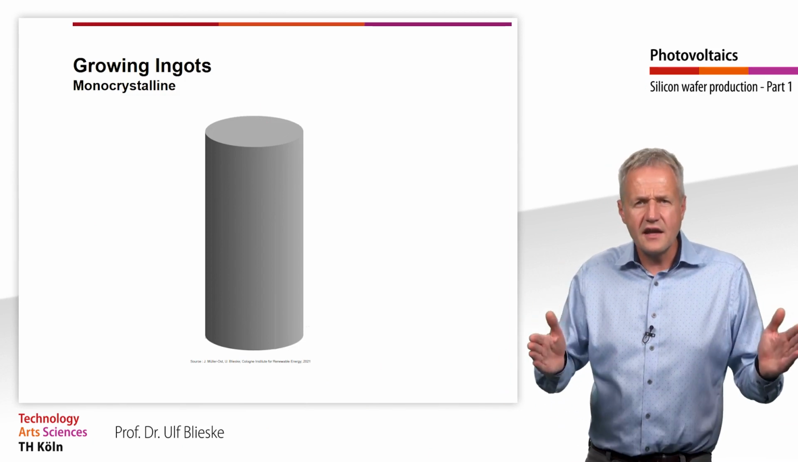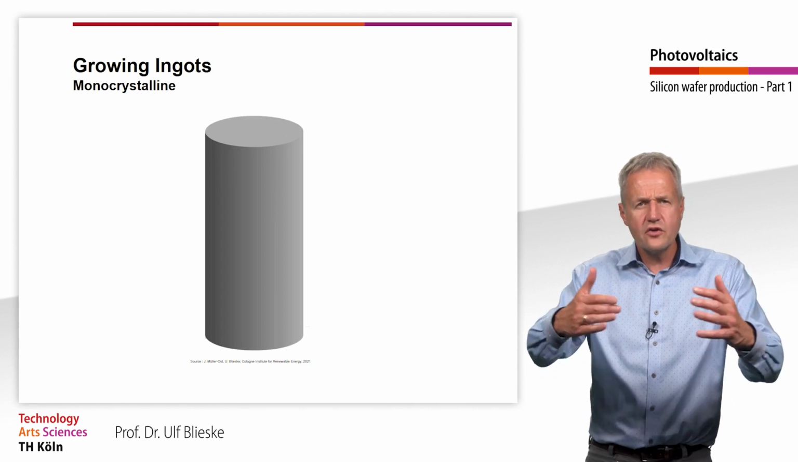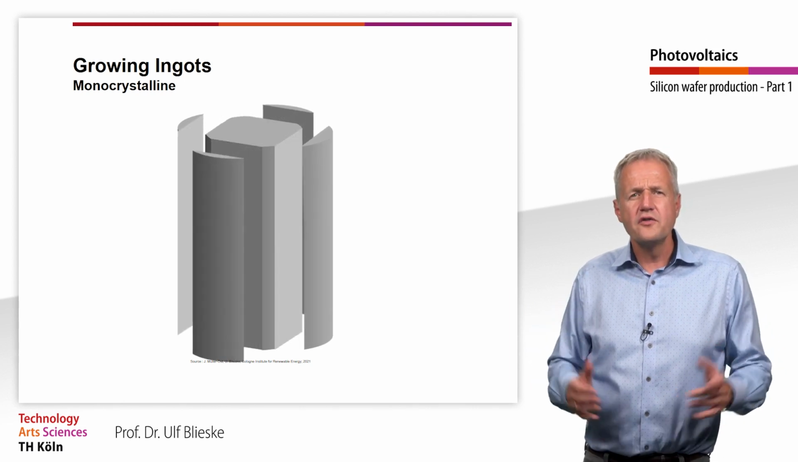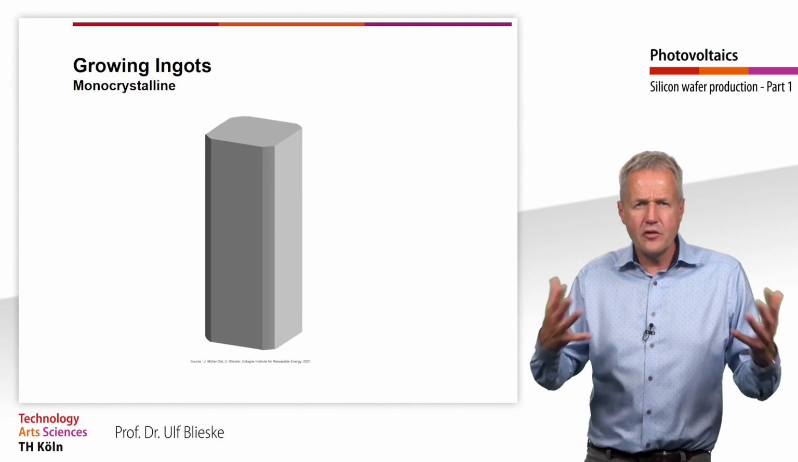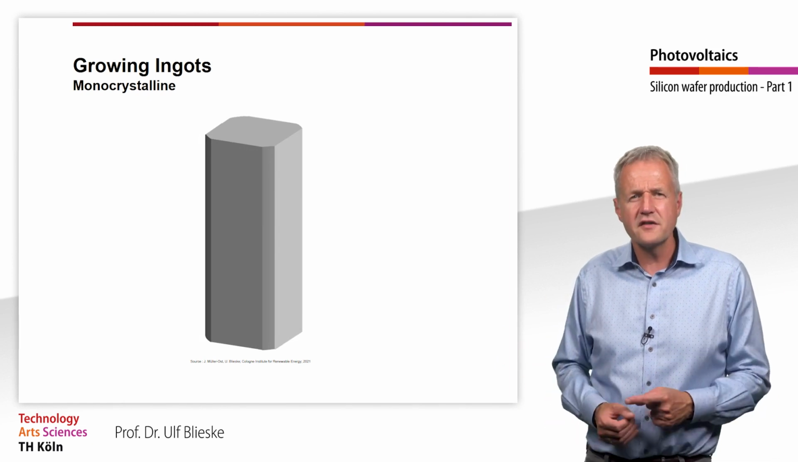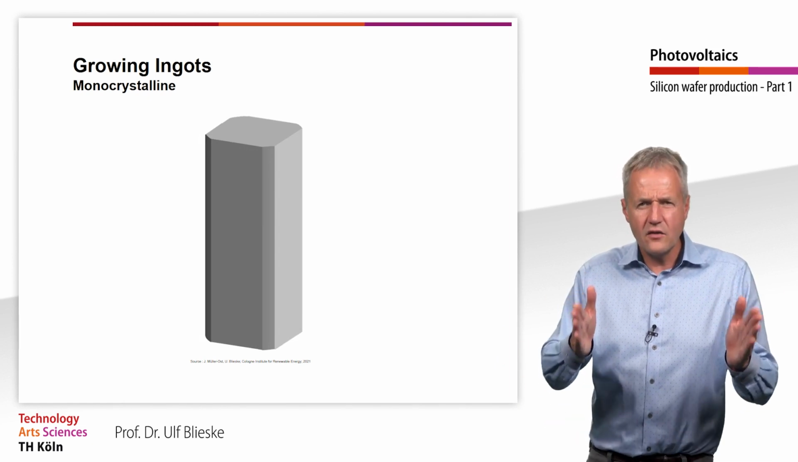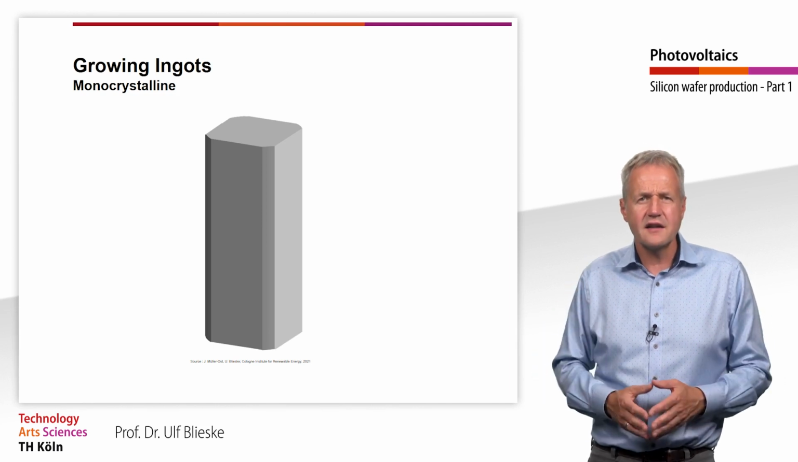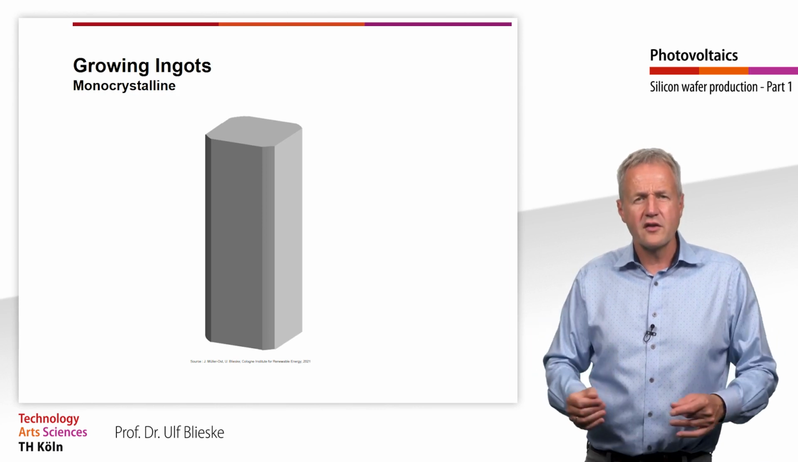In addition, the ingot is cut to a pseudo-square form. Although this means that some of the valuable monocrystalline silicon is lost, the surface area in a solar module is better utilized later than with round wafers.